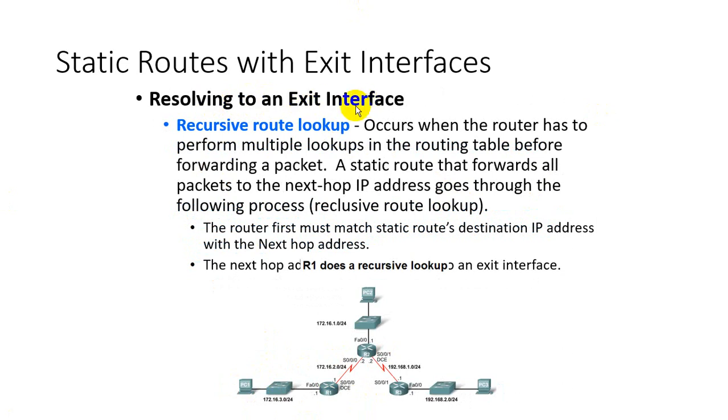Resolving to an exit interface. Recursive route lookup. Let's focus on this. I think this is something that is very important. It occurs when the router has to perform multiple lookups in the routing table before forwarding a packet. A static route that forwards all packets to the next hop IP address goes through the following process, the recursive route lookup.